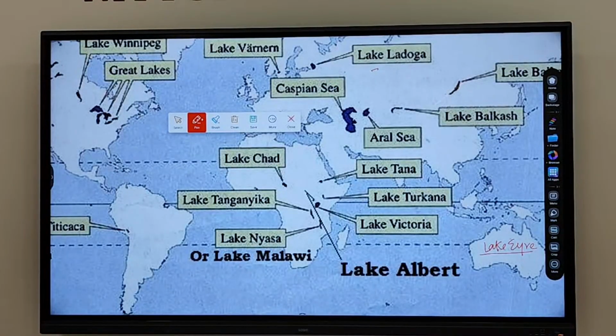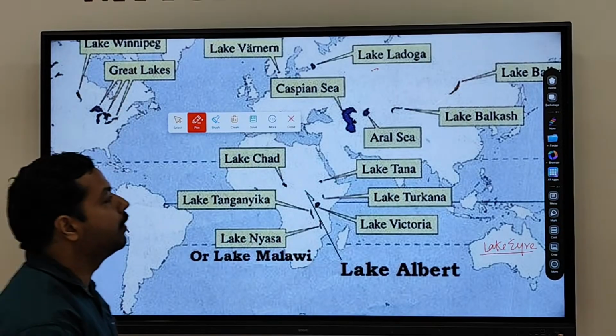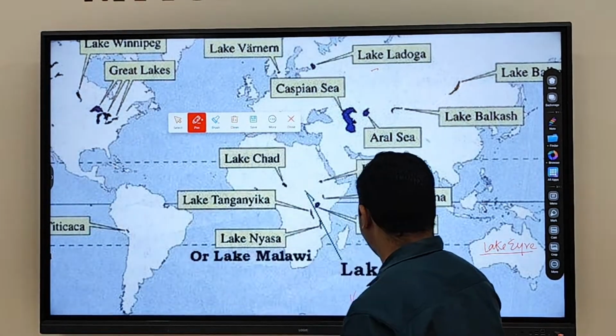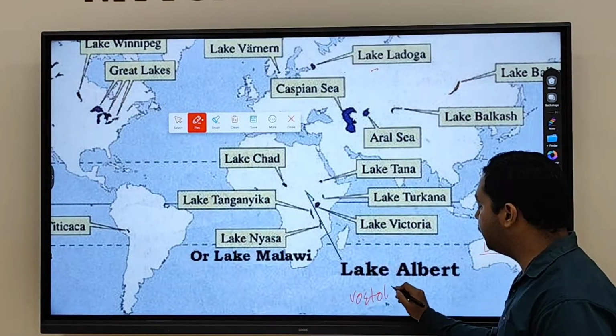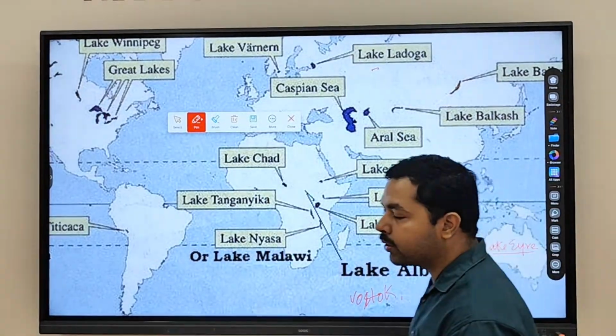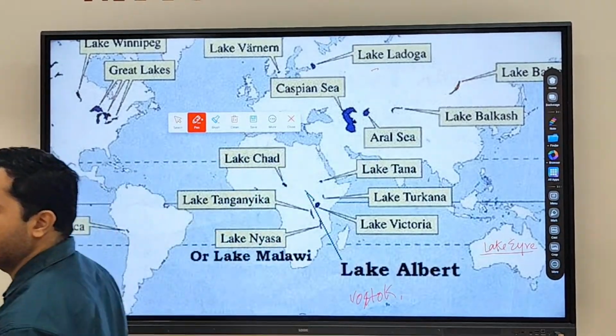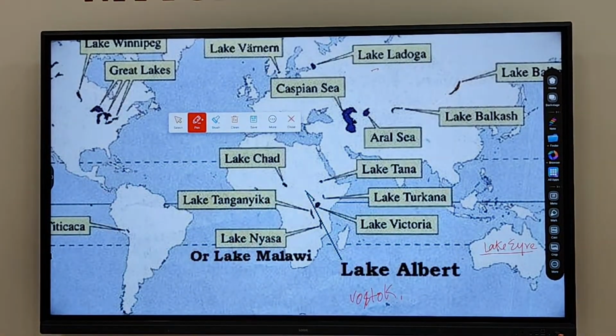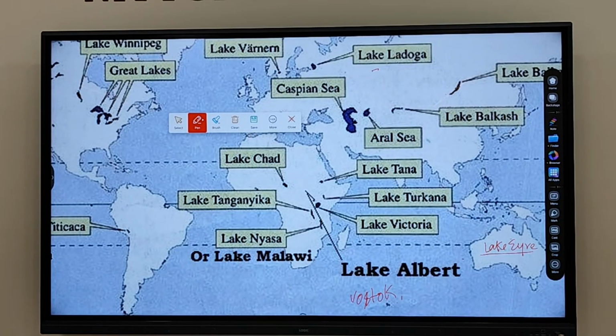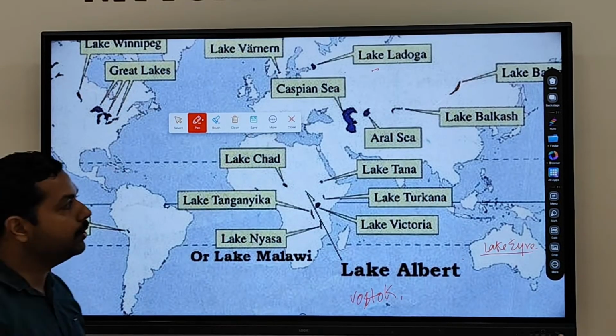And last, you write down Antarctica. Lake Vostok, V-O-S-T-O-K. Lake Vostok is the largest lake in Antarctica. Fine. So these are some of the important parts that you have to keep in mind with regard to lakes.